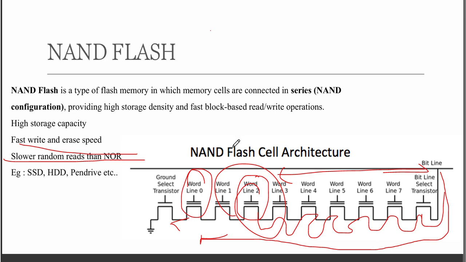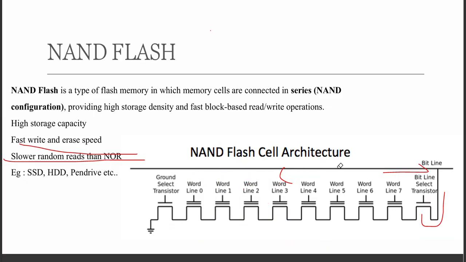Okay. So in NOR flash, we can directly read each memory cell at a time. This is why the NAND flash is not suitable for the reading operation. For write and erase operations, NAND is very efficient. Compared to NOR flash, NAND flash is more efficient for write and erase. That's why NAND flash is mostly used in SSD, HDD, pen drive, etc.